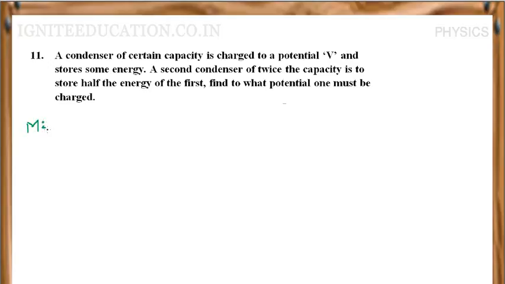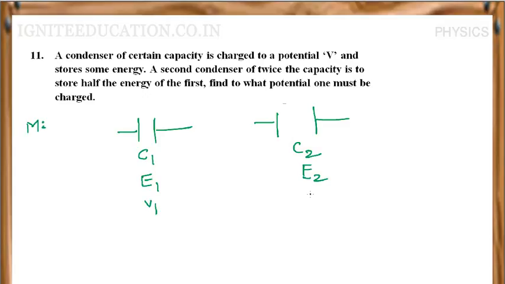Our motto is, we have been given two capacitors like this. Each capacitor has its capacitance C1 and C2, and it has energy E1 and E2. They are charged at potentials V1 and V2.